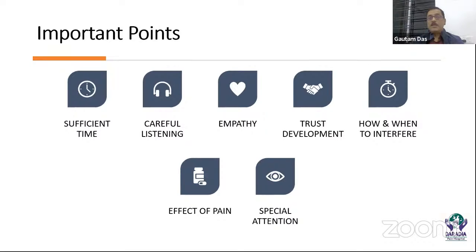Unless the trust is developed, the patient is not going to express his or her inner feelings. He's not going to tell you. So this development of trust, and again, the key point is your careful listening. You just give time, listen carefully, attentively, be with them, and ultimately develop the trust. And when and how to interfere? Only sometimes, when they go irrelevantly to other areas. Only then you can interfere, but try to interfere as minimally as possible.